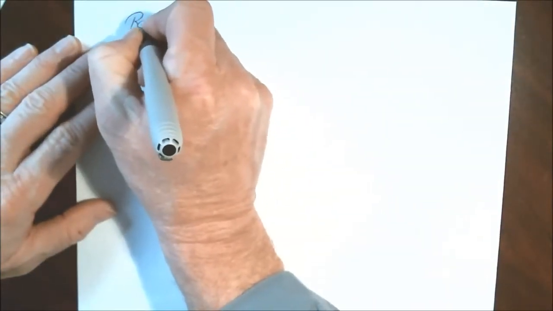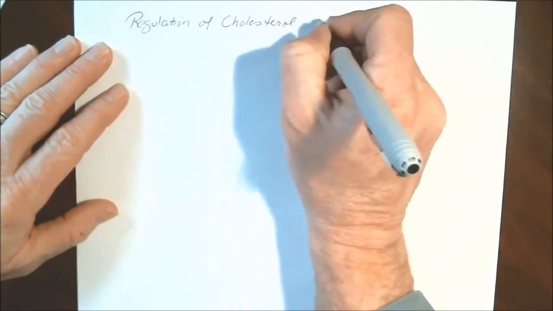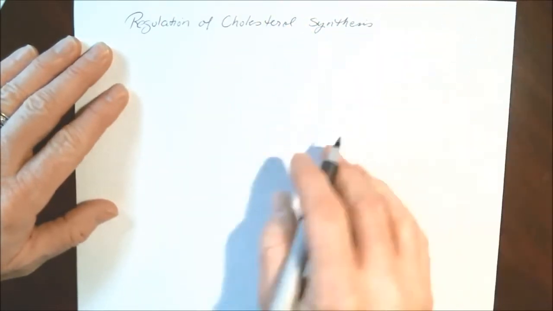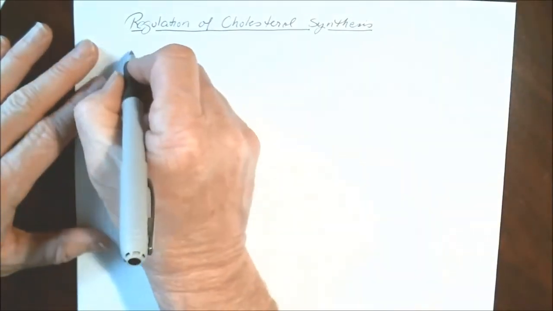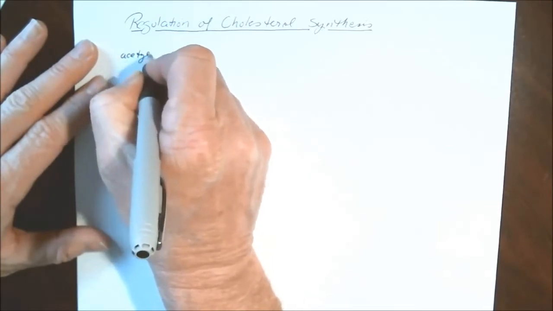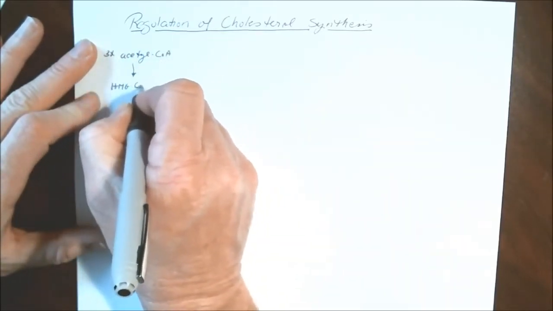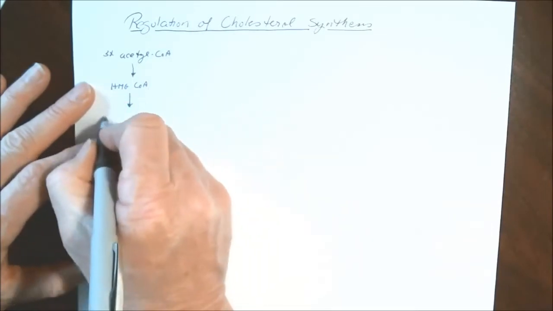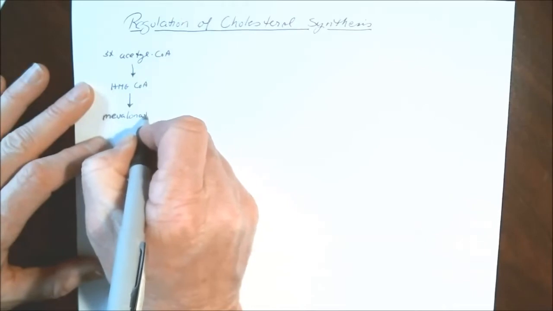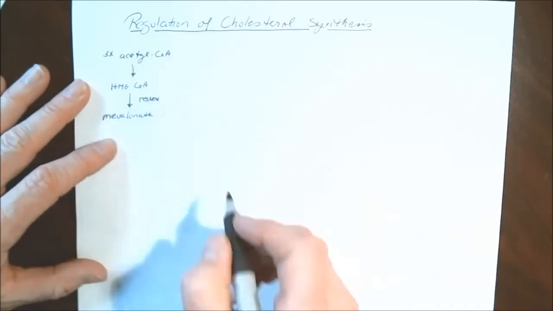Okay, in this video what I'd like to talk about now is the regulation of cholesterol synthesis. Now, if you recall the pathway for cholesterol synthesis, we are going to be taking several acetyl-CoAs, combining them into our HMG coenzyme A structure. And then the next step will convert it into mevalonate by the HMG-CoA reductase enzyme, this being a redox reaction.